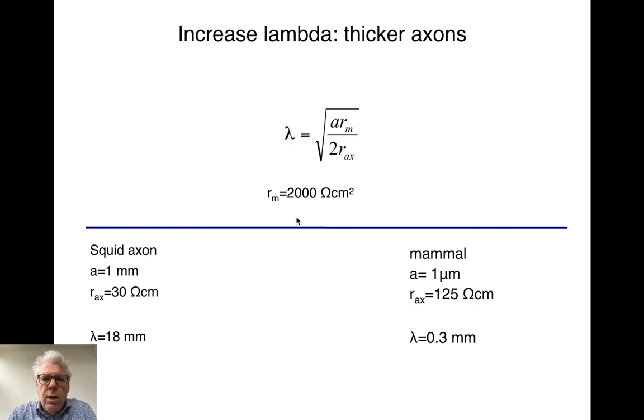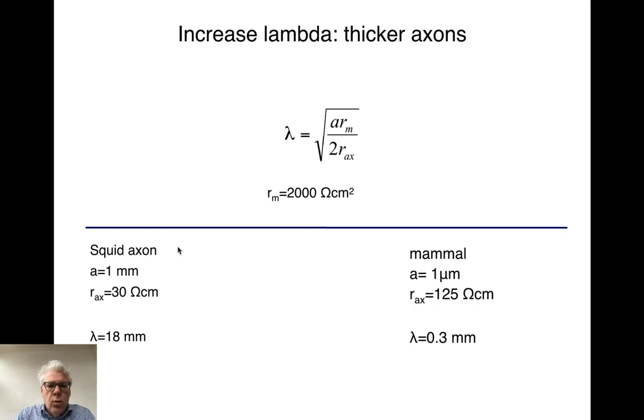So how can we increase lambda? Well, that follows directly from the equation. You can, for instance, increase the radius of the axon, or you can increase the membrane resistance, or you can decrease the axon resistance, the axial resistance.